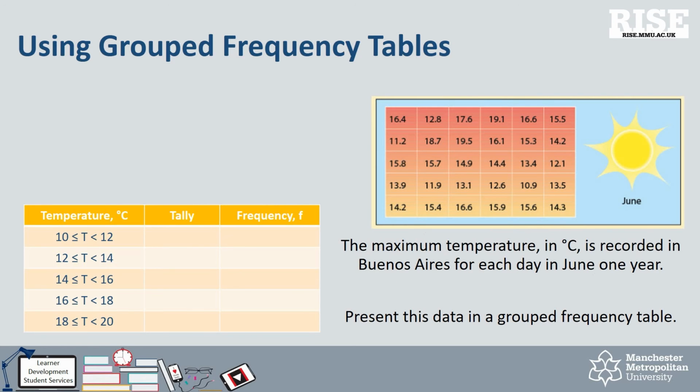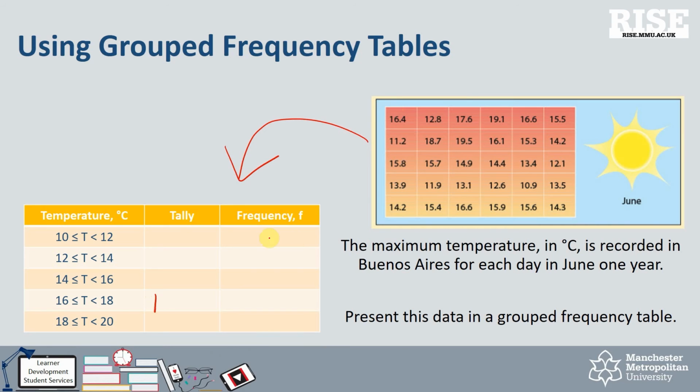We can use grouped frequency tables then to calculate the mean temperatures as well. First of all, I want to actually find out how many of these temperatures are in this table. Have a go at creating your own tally chart. Put each of the temperatures in where it should go. For instance, 16.4 should go in this category. I'll put one tally there.